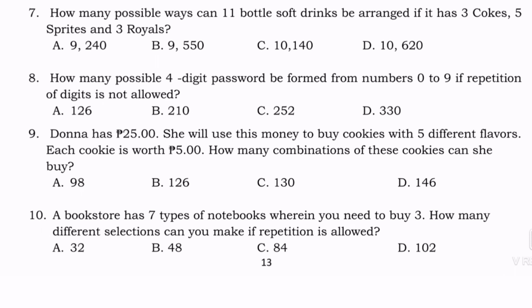Number 9. Donna has 25 pesos. She will use this money to buy cookies with 5 different flavors. Each cookie is worth 5 pesos. How many combinations of these cookies can she buy? The answer is B. Number 10. A bookstore has 7 types of notebooks wherein you need to buy 3. How many different selections can you make if repetition is allowed? The answer is C.